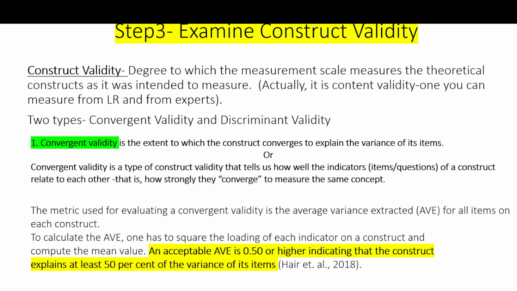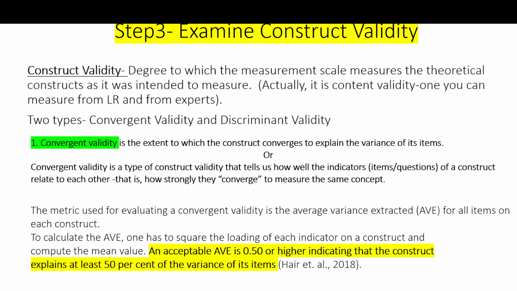Two types of construct validity are there. The first one is convergent validity and the second is discriminant validity. So what is convergent validity? Convergent validity is the extent to which the construct converges to explain the variance of its items. Or convergent validity is a type of construct validity that tells us how well the indicators, items or questions of a construct relate to each other, that is, how strongly they converge to measure the same concept.